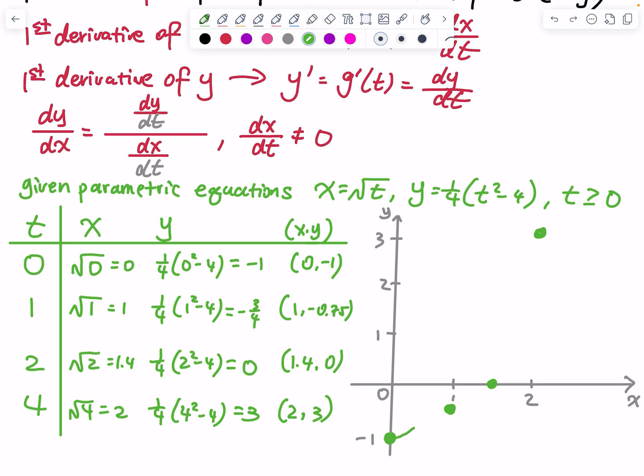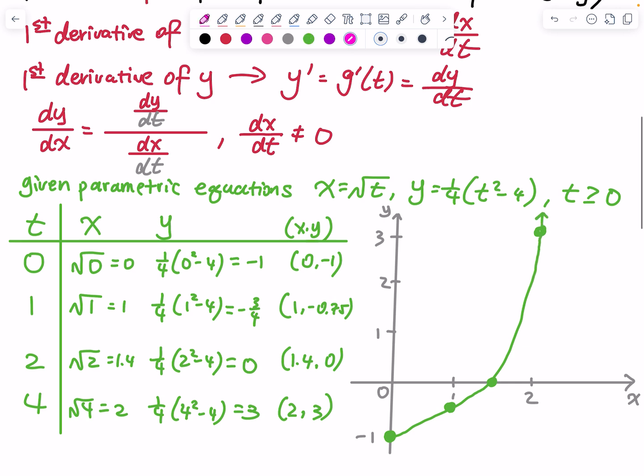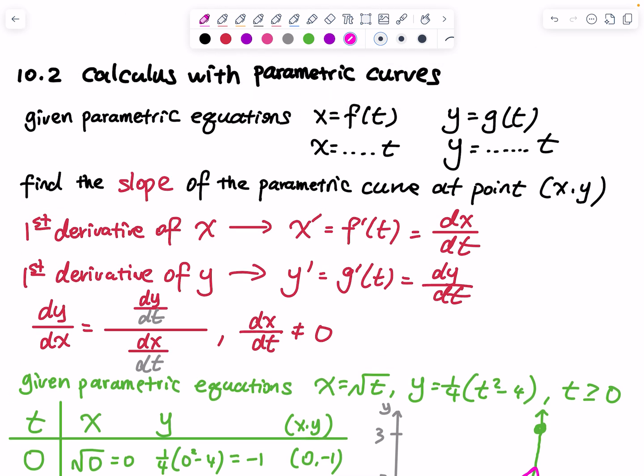Okay, I'm going to make the curve look smoother. That will just keep going up like that. And then we draw the orientation. So the orientation is going up in this way. That is just the direction. Okay, we just introduced the parametric equation and the derivative, but we haven't done any derivative yet.